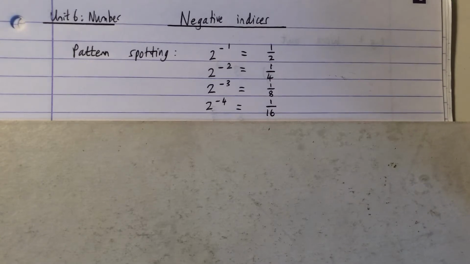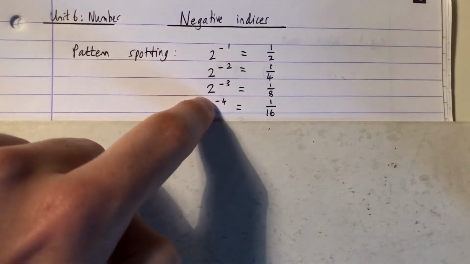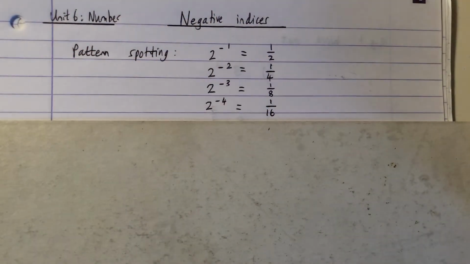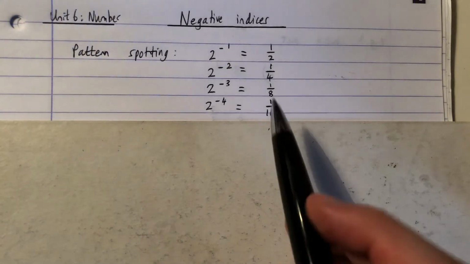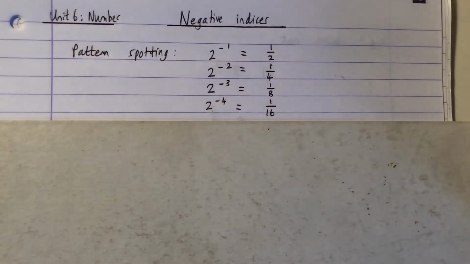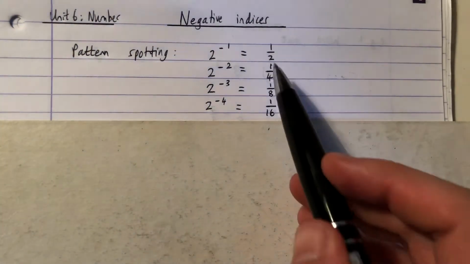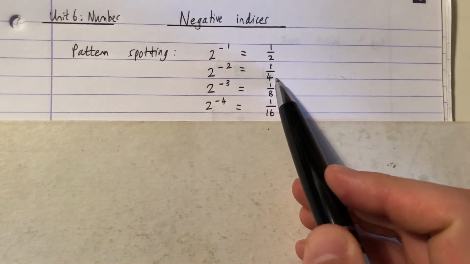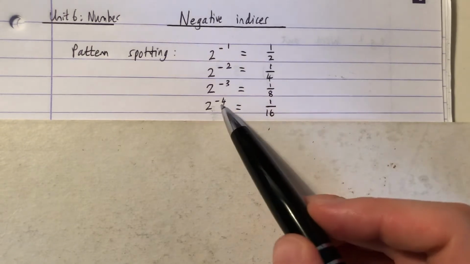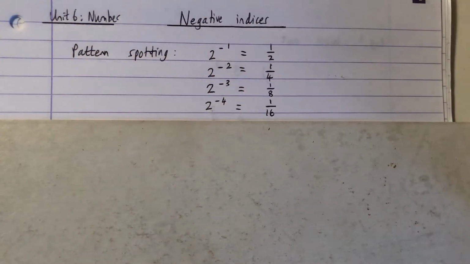Now, one thing that every single one of these has in common is the numerator is a 1. So it seems to suggest if I get a negative power, somehow the numerator is changed into a 1, or I get a fraction with a numerator of 1. And if you pay attention to the denominators, then all of the denominators are powers of 2: 2 to the power of 1, 2 to the power of 2, 2 to the power of 3, and 2 to the power of 4, which is very closely connected to the powers on the left-hand side.